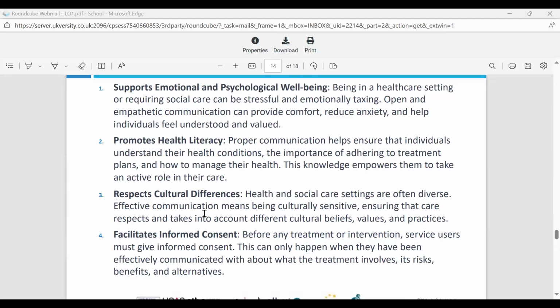Also respecting cultural differences, making sure you're sensitive and taking into account their cultural beliefs, values, and practices, because not everyone will be okay with things like, for example, shaking hands, or hugging them. Why are cultures so important to take into account? Why should you take into account everyone's cultural needs? Why do you think it's so important?